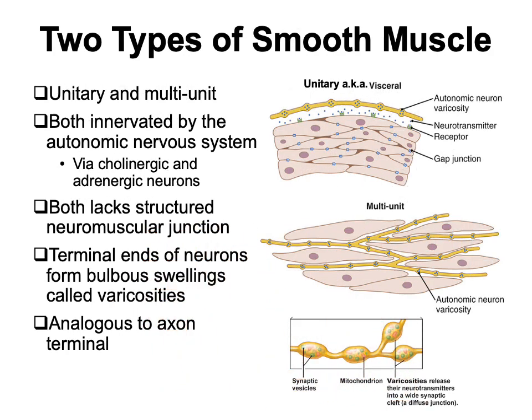There are two types of smooth muscle, unitary, also known as visceral, and multi-unit. If you look on the diagram on the right, you'll see the examples of the two. The unitary or visceral type is the cells you see are packed tightly together and they are arranged in sheets. Whereas the multi-unit, which is underneath it, you'll see that these cells are more individual and they have the ability to contract individually. Both types of muscle are innervated by the autonomic nervous system via cholinergic and adrenergic neurons.